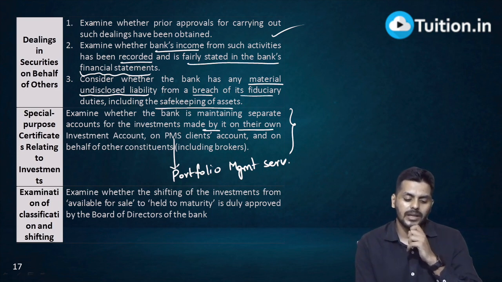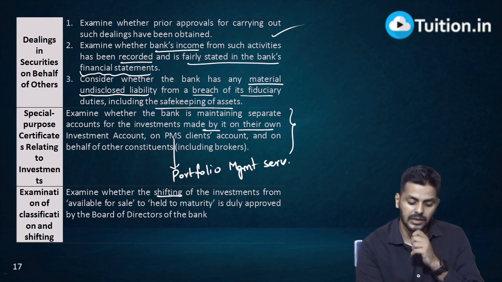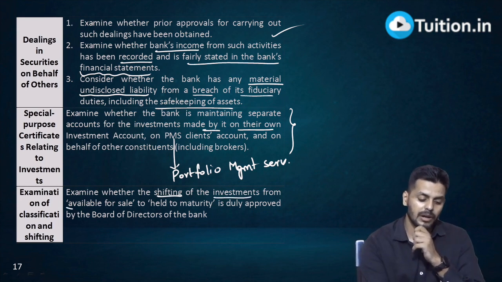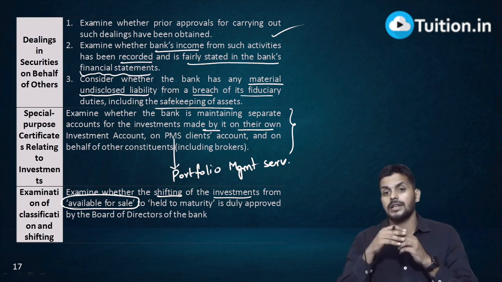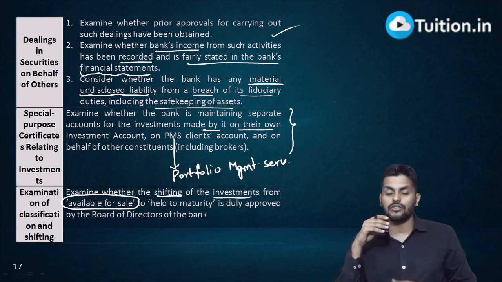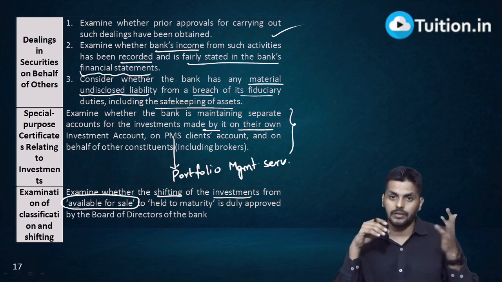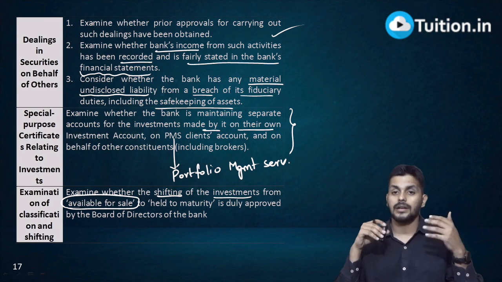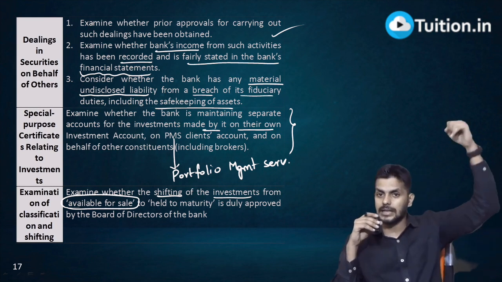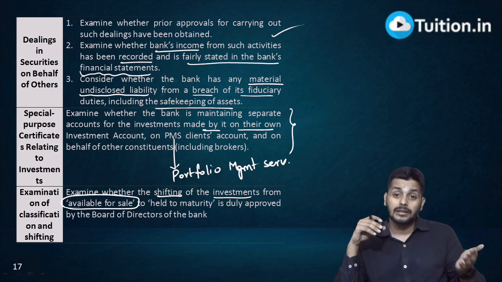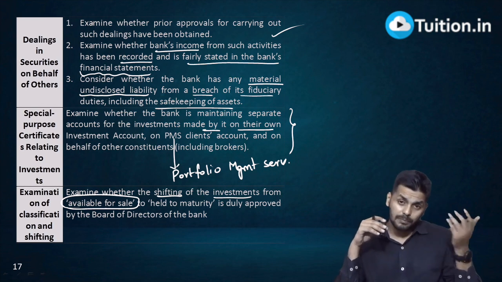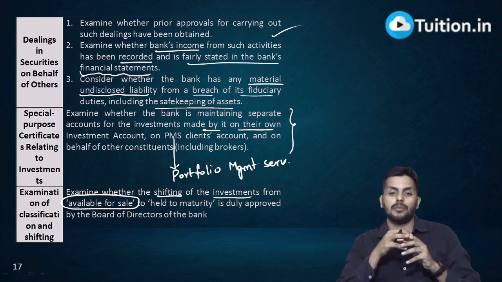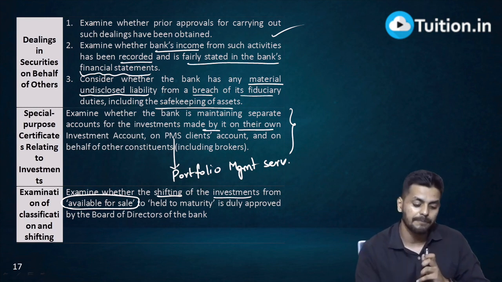And examine whether the shifting of investments from available for sale to held to maturity is appropriate. A little later we will see the three types of classification of securities. HTM is held till maturity, AFS is available for sale. Held to maturity means you hold it till it matures. Then there is held for trading, where the very purpose of buying is to sell and make a profit. Don't worry, we will see all that a little later.